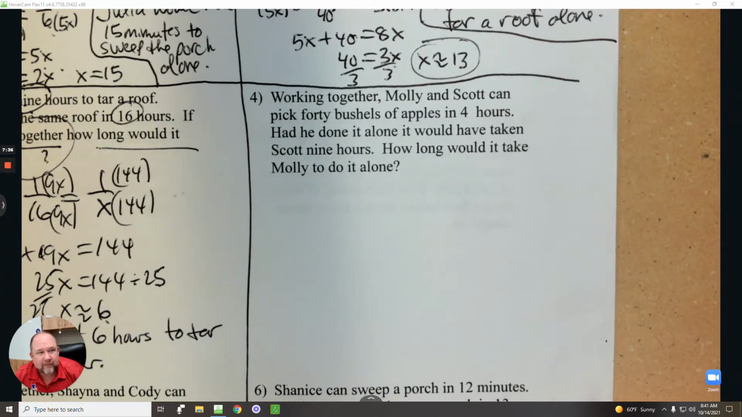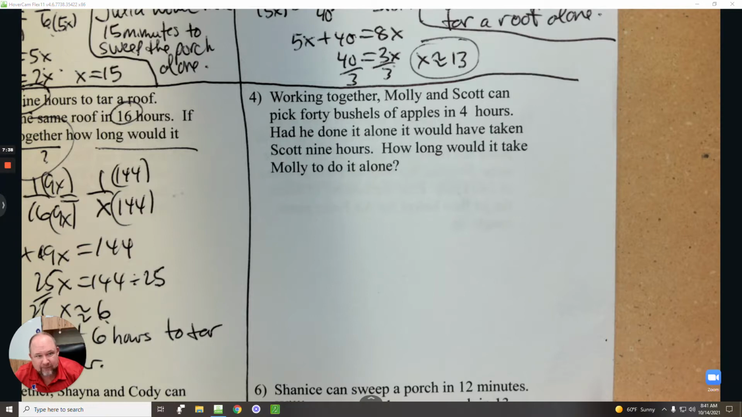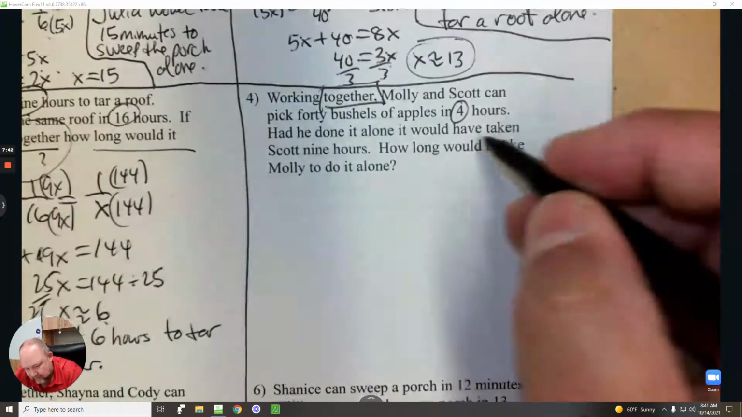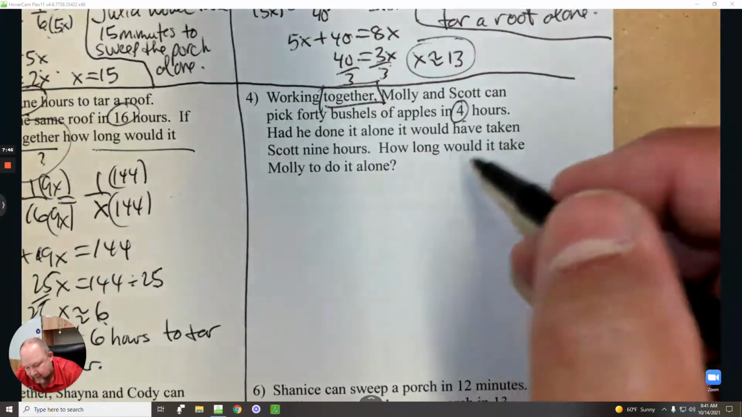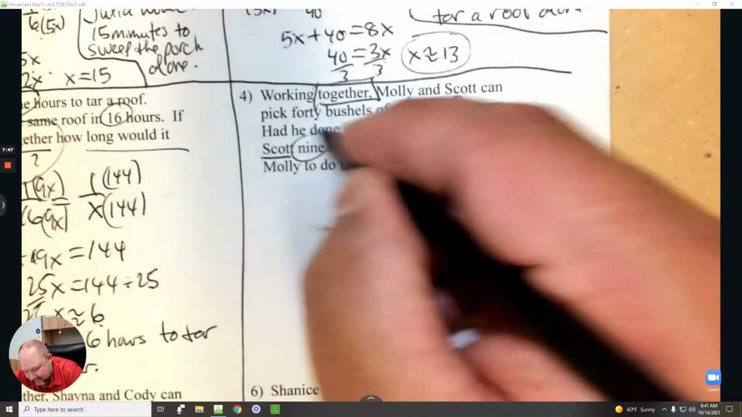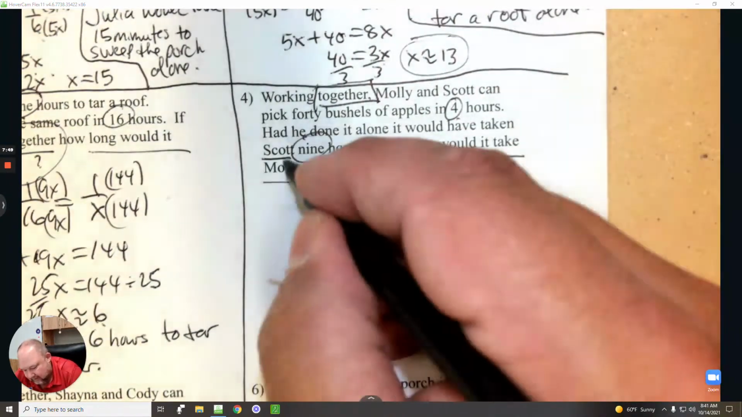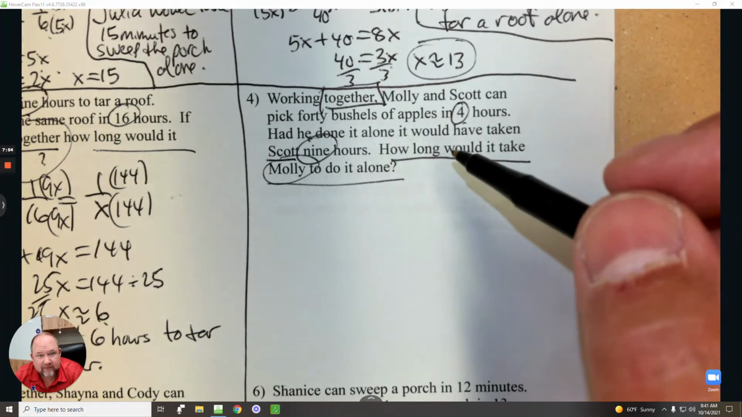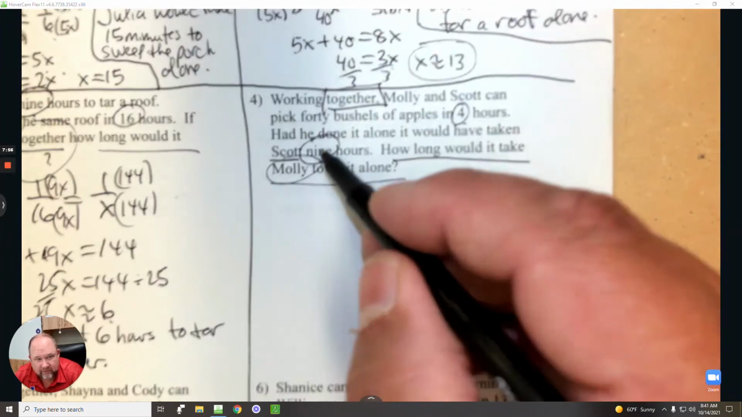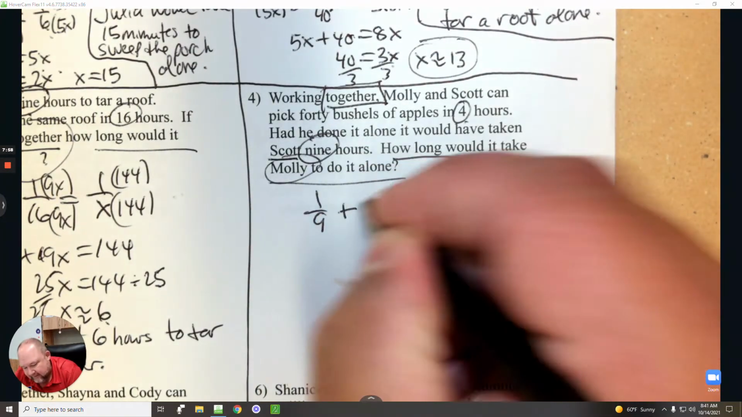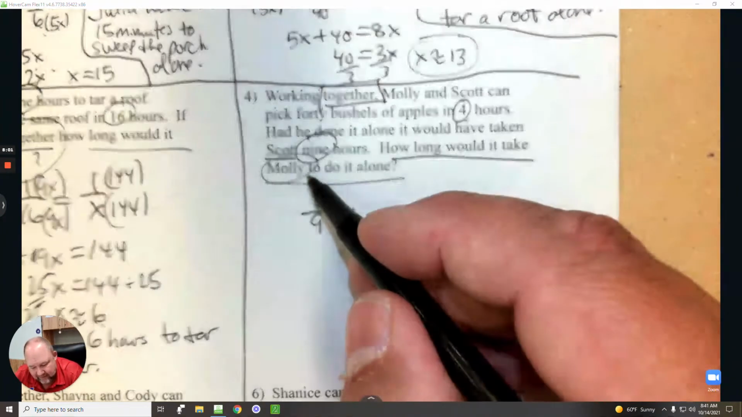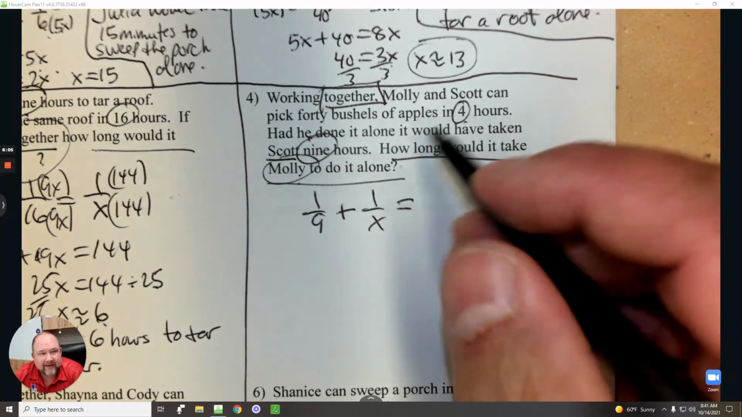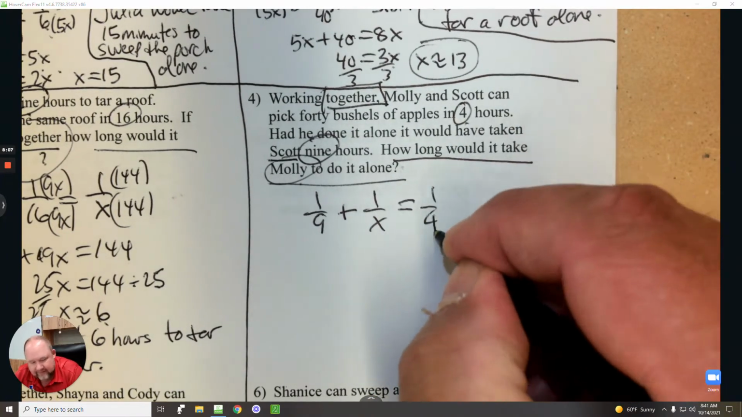Number 4, working together, Molly and Scott can pick 40 bushels of apples in 4 hours. So that's together. That's the key word, in 4 hours. Had he done it alone, it would have taken Scott 9 hours. And the question is, how long would it take Molly? So I start with the alone part. And so Scott can do it alone, takes 9 hours. So the rate is 1/9. And my question is asking, how long would it take Molly to do it alone? That's my unknown, the rate. And then together 4, so as a rate, that would be 1/4.